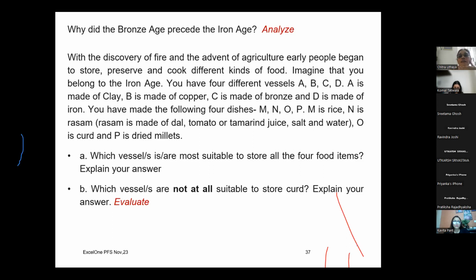M is rice, N is rasam, and I've said what are its ingredients. O is curd, and P is dried millets. Which vessel is suitable to store all 4 food items? You need to explain. And which vessel or vessels are not at all suitable to store curd? Okay, so again, you have to analyze reactions of metals with acids and then come up with an answer. So this becomes an evaluate level question.